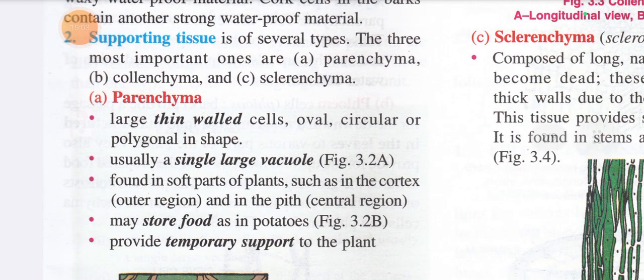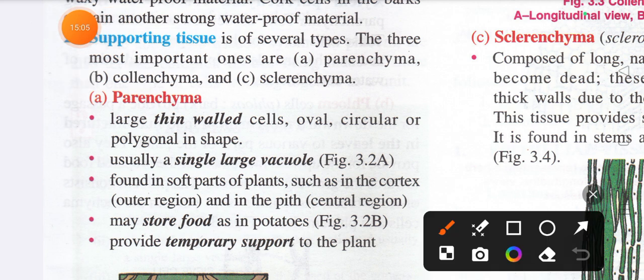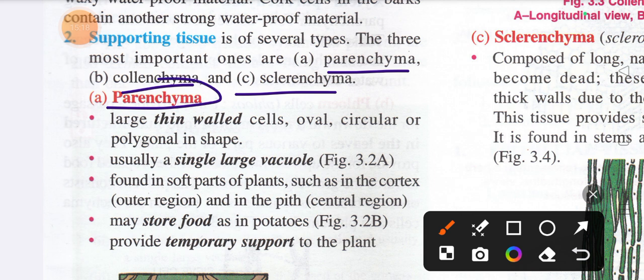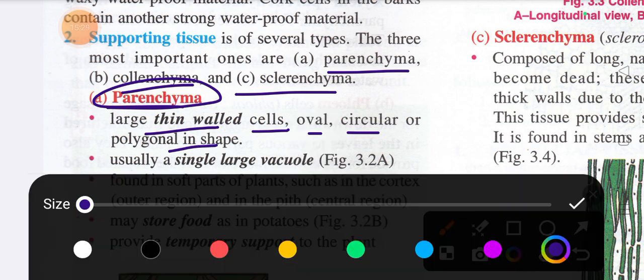Now this is extremely important for both CBSE and ICSE students. Supportive tissue is of several types. As I told you, it is of three types: parenchyma, collenchyma, sclerenchyma. Very important: what is parenchyma? Parenchyma is made of large, thin-walled cells, oval, circular, or polygonal in shape. They are large, but their walls are very thin.